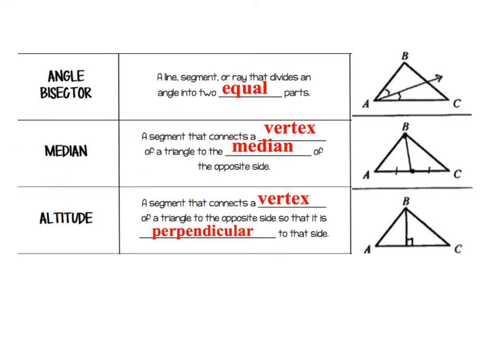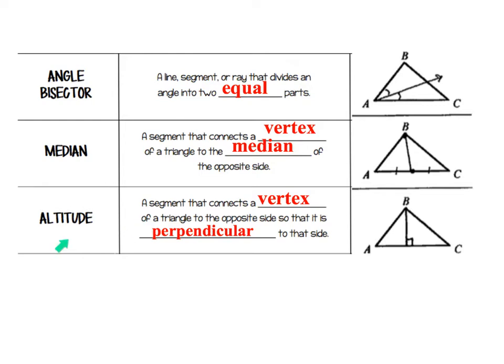Angle bisector. Look at the markings here. This ray here is an angle bisector. Median. A median is a segment that connects a vertex of a triangle to the midpoint, or the middle, of the opposite side. So here's the vertex B. The segment goes to the opposite side and splits AC into two equal parts.